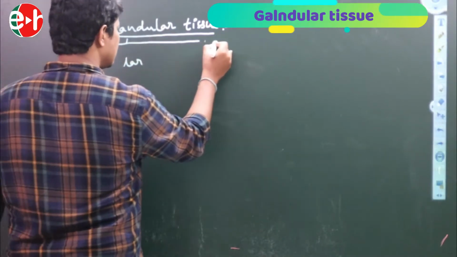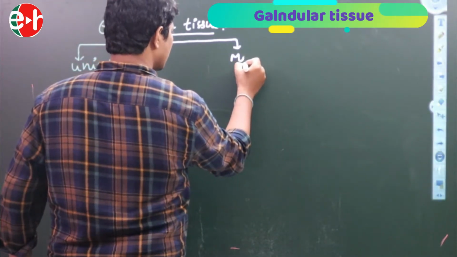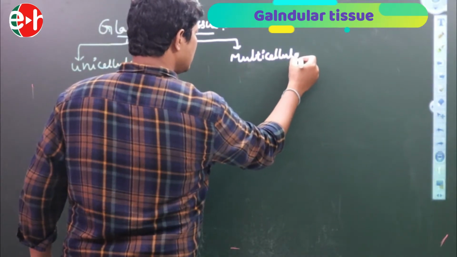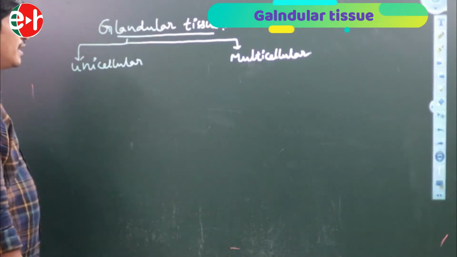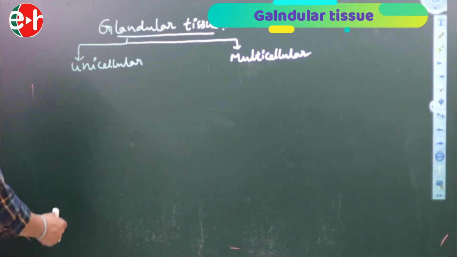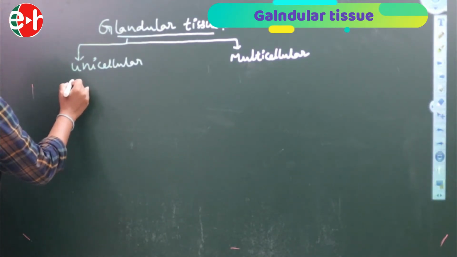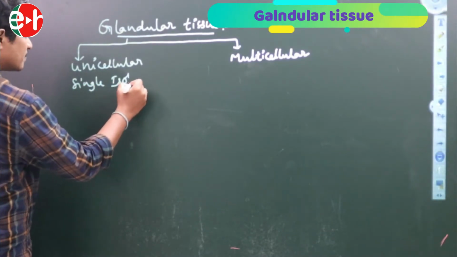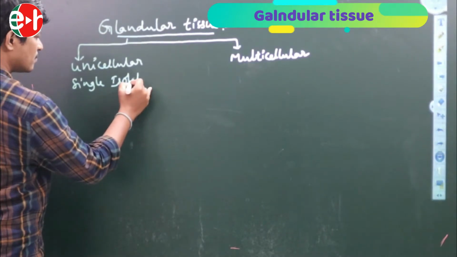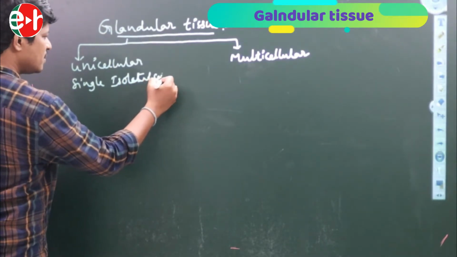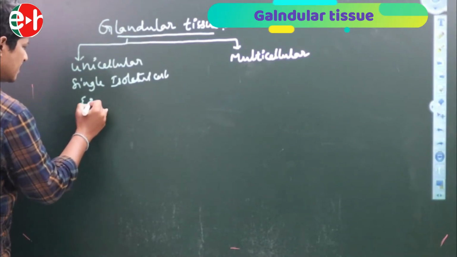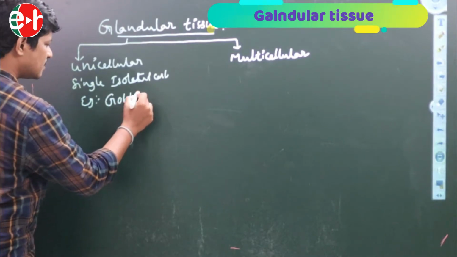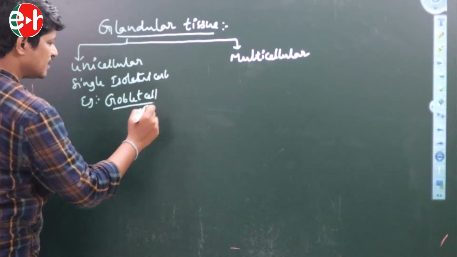unicellular glands, and the second one is multicellular glands. Unicellular glands and the multicellular glands. Unicellular glands means single isolated cells. Examples for the unicellular glands are goblet cells. The mucus secreting cells are goblet cells.